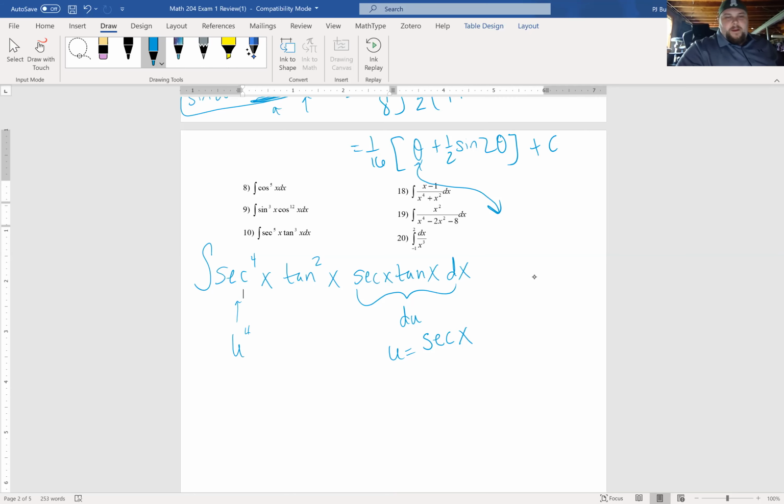And tan squared can be replaced with a combination of secants. So secant to the fourth. Tan squared is the same thing as secant squared minus 1.